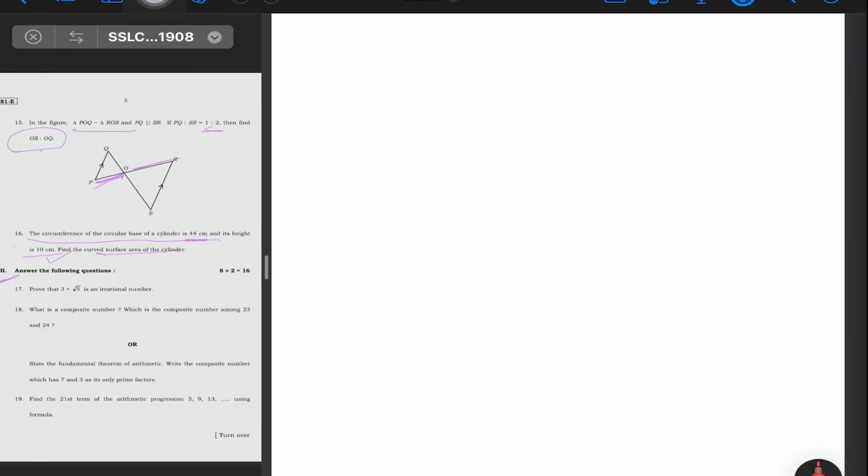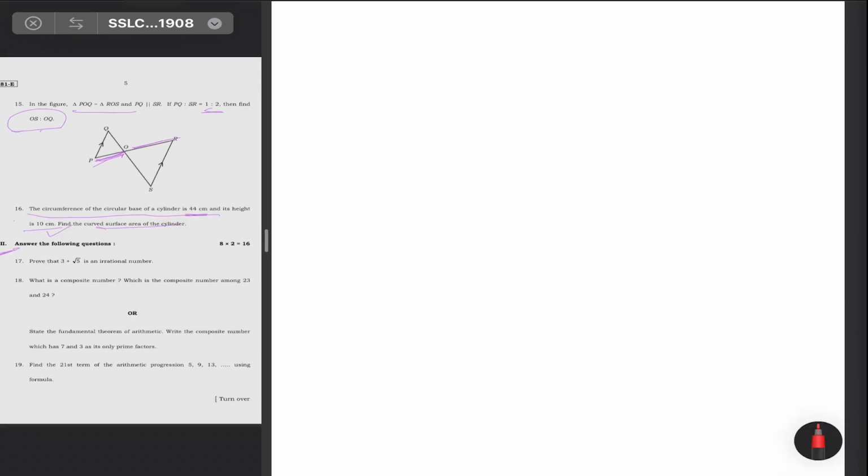We are continuing to solve the model question paper, first model question paper, Class 10 Mathematics. Third main, it consists of 8 questions of 2 marks. We also have options. So each question carries 2 marks. First one, prove that 3 plus root 5 is an irrational number.